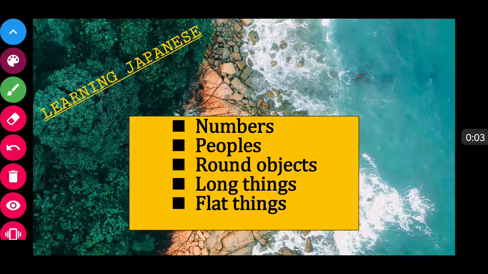Hello everybody. Today in this lesson we are going to talk about numbers. After learning the numbers, we learn how to count people, round objects, long things and flat things. So let's talk about numbers at first.